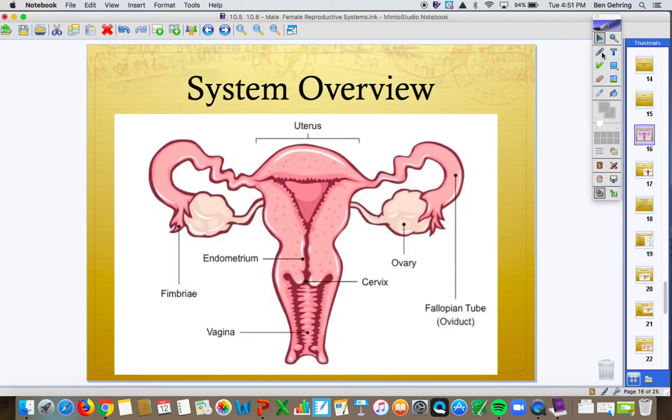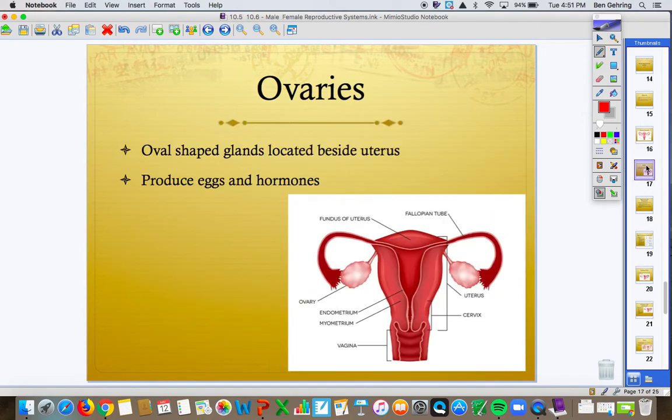So, first, an overview. This is a diagram showing you the female reproductive system, and this is what we're going to talk about. So these are the different parts, and this is what we're going to discuss today.